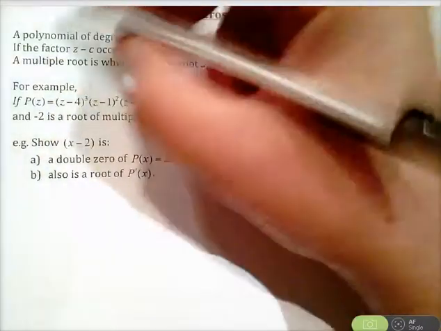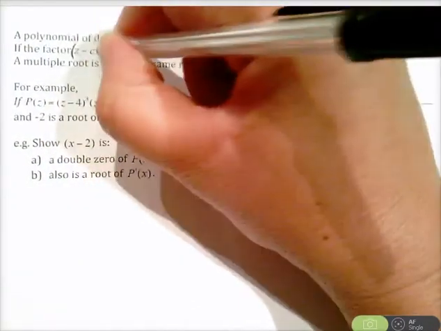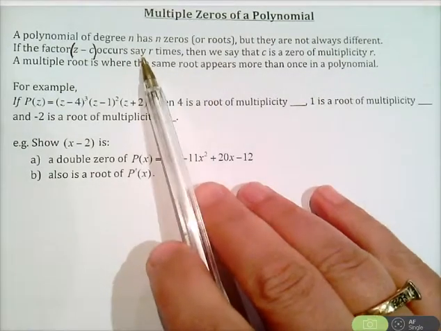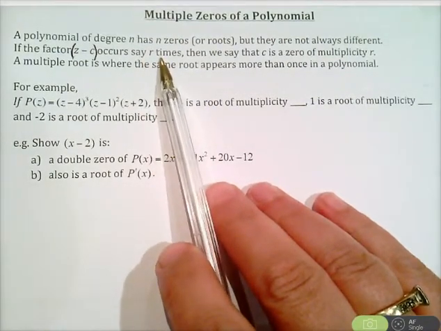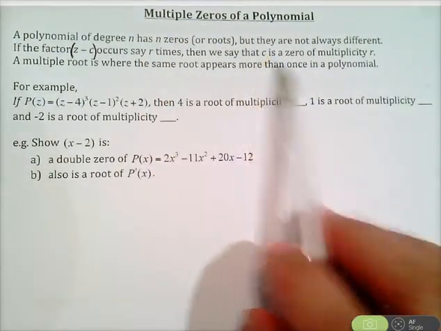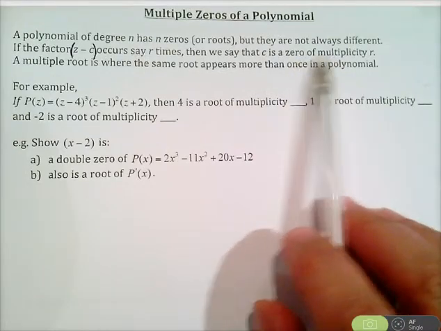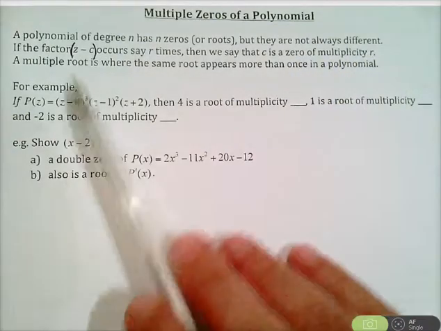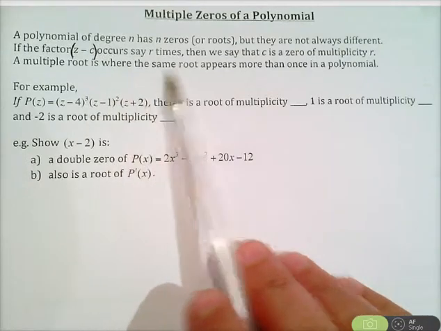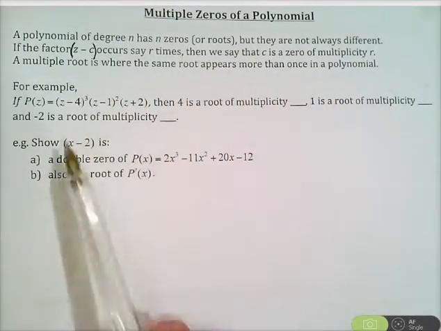If the factor z minus c occurs more than one time, let's say r times, then we say that c is a zero of multiplicity r. A multiple root is where the same root appears more than once in a polynomial.